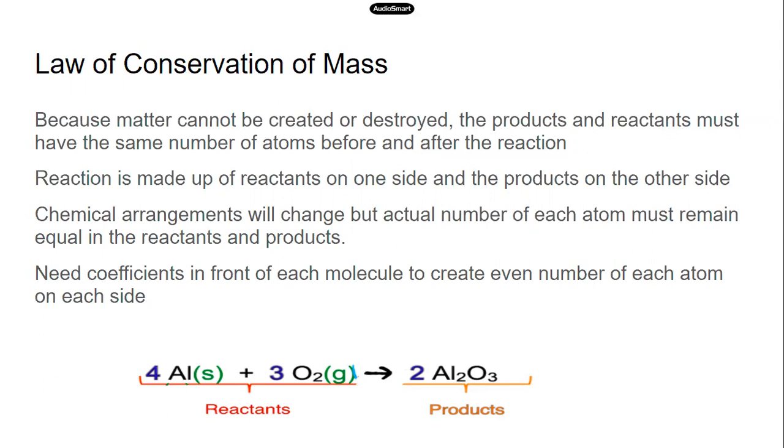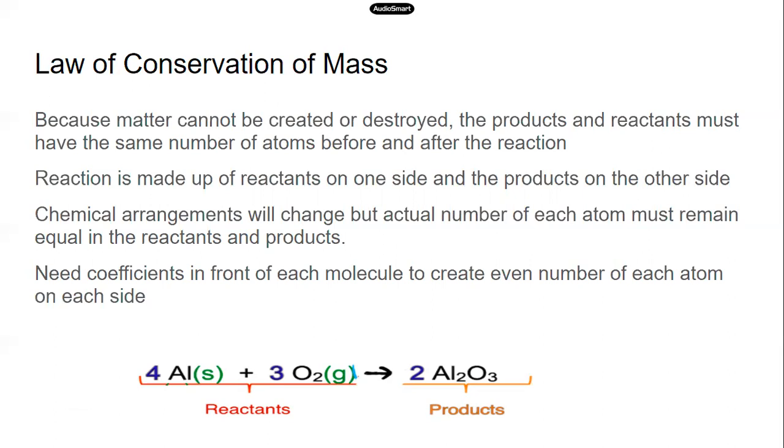why the law of conservation of mass is important. So matter can't be created or destroyed, and the products and the reactants must have the same number of atoms before and after the reaction. So like we're going to see right here in this bottom equation, they both need to have the same number of atoms of each molecule on each side.